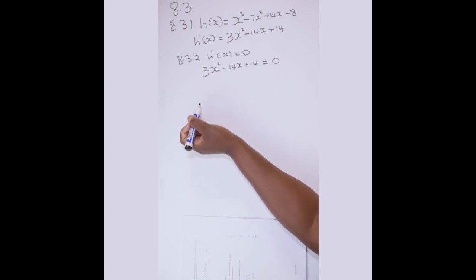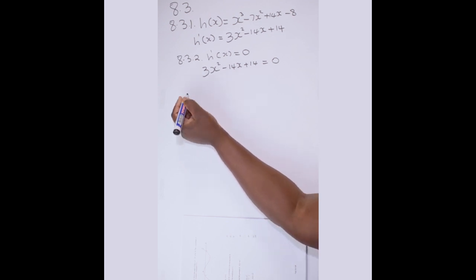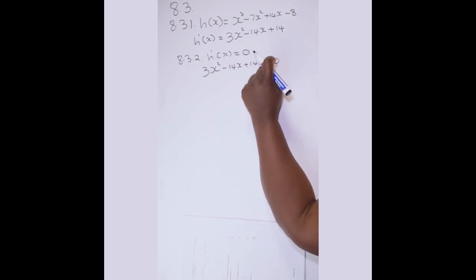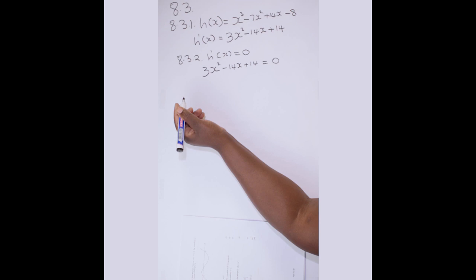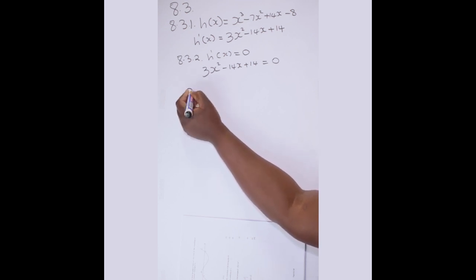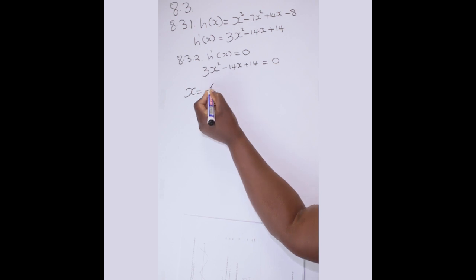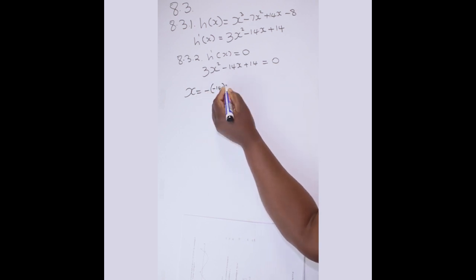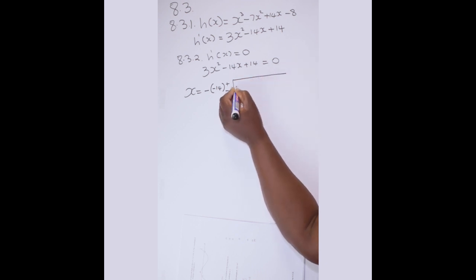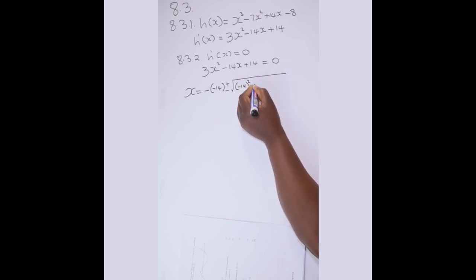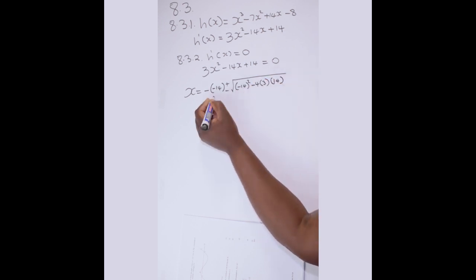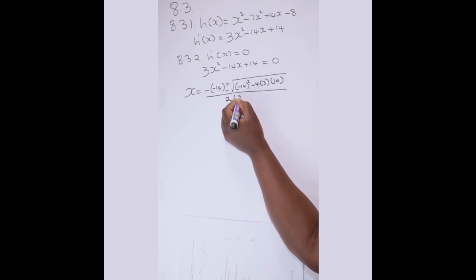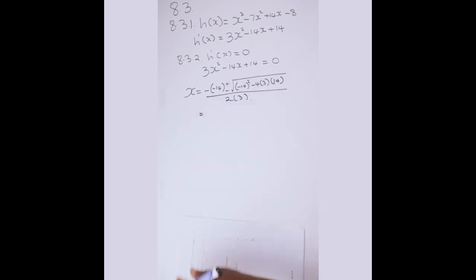So rather you can use the quadratic formula, if you can see what to do and how to do it. Because this is where you are supposed to look for the x point at the turning point. So let's use the quadratic formula. x equals negative of negative 14, plus or minus the square root of negative 14 squared minus 4 times 3 times positive 14, all divided by 2 times 3. So that is how you can find your point.